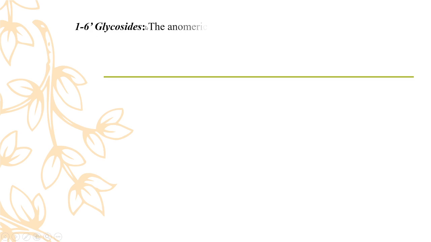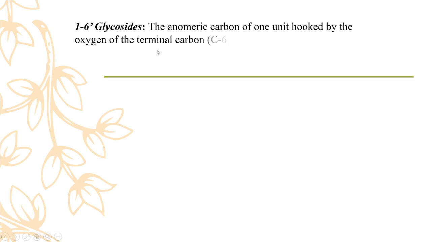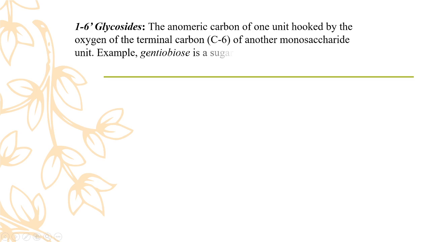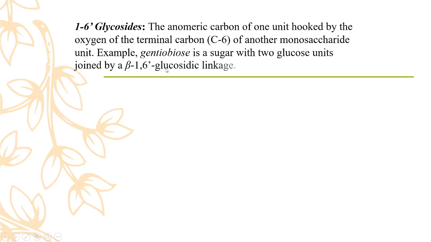The next one is a 1,6 glycoside. The anomeric carbon of one unit is hooked by the oxygen of the terminal carbon, that is the C6 of another monosaccharide unit. For example, gentiobiose is a sugar with two glucose units joined by the beta 1,6 glycosidic linkage. That means the name itself suggests the OH of the sixth carbon of the second monosaccharide, and the anomeric carbon of the first sugar unit, and the linkage is called the 1,6 glycosidic linkage.